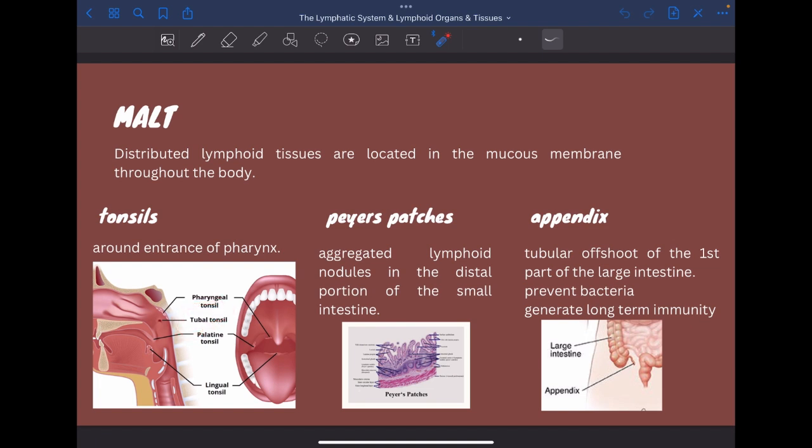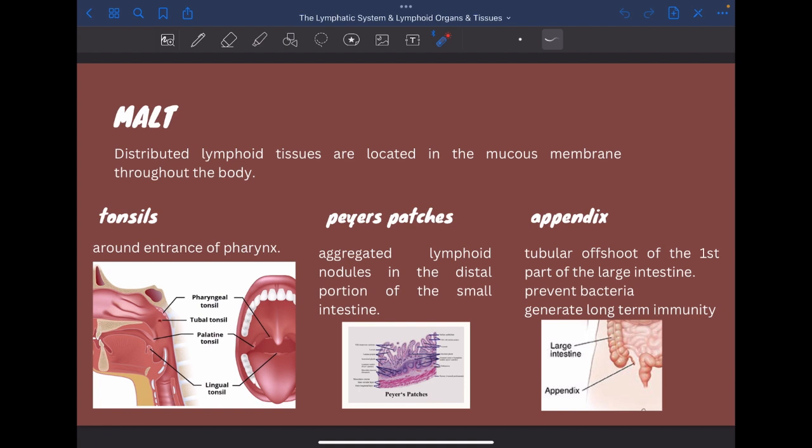These tonsils are not very properly encapsulated, but something important about them is that they do have invaginations, which we call tonsillar crypts. The main function of these tonsillar crypts is to trap bacteria, to help in producing memory, and to help in activating the adaptive immunity.